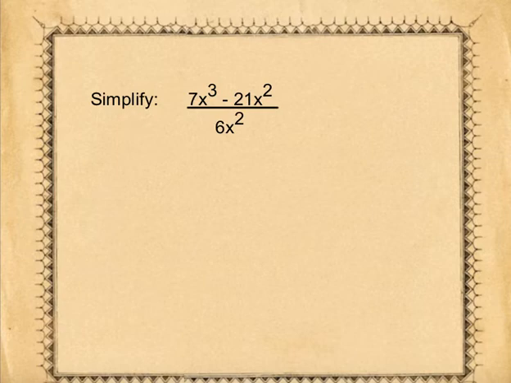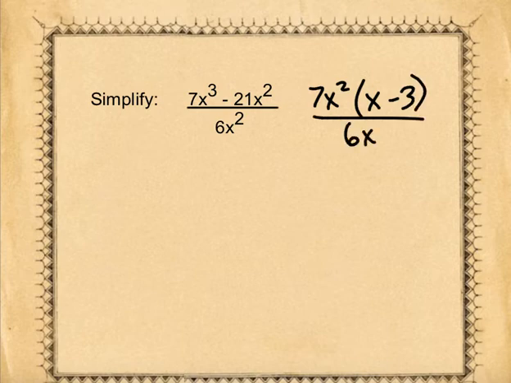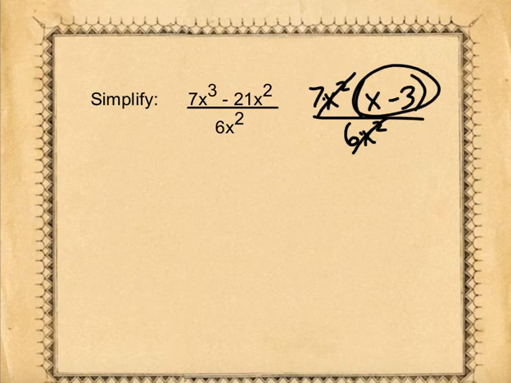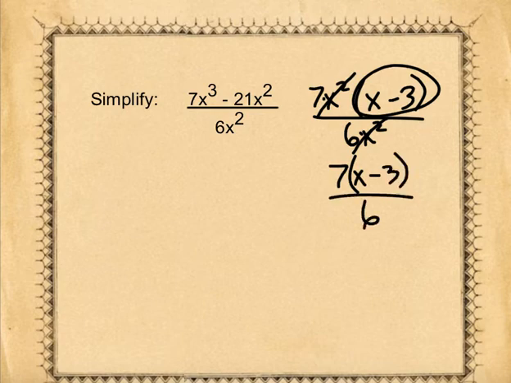So let's try this one. Let's factor that numerator, and we would factor out a 7x squared times x minus 3 over 6x squared. Now, we have a factor here and 2 factors with our 7 and our x squared, and 2 factors on the denominator with the 6 and the x squared. These x squareds now can simplify because they are both factors. So we have 7 times the quantity x minus 3 over 6.